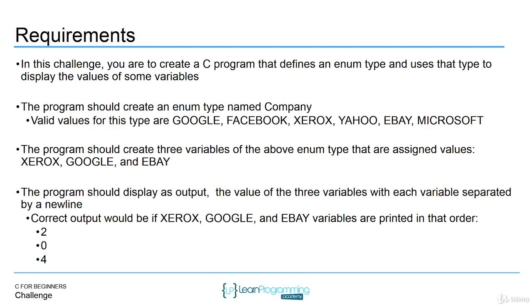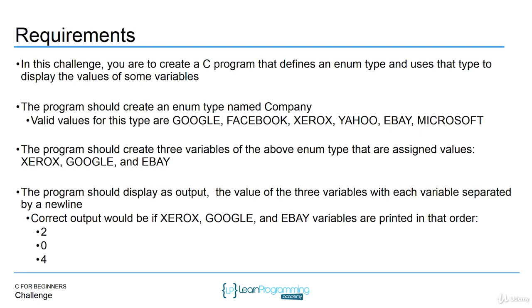Essentially, the output, if we printed out the Xerox, Google, and eBay variables, would be something like 204. Now, you could actually put something before those integers so they're meaningful, something like: the value of Xerox is 2. The value of Google is 0. The value of eBay is 4.